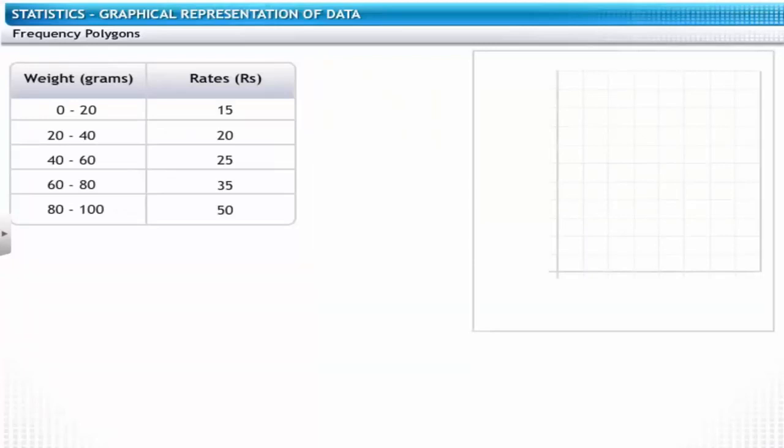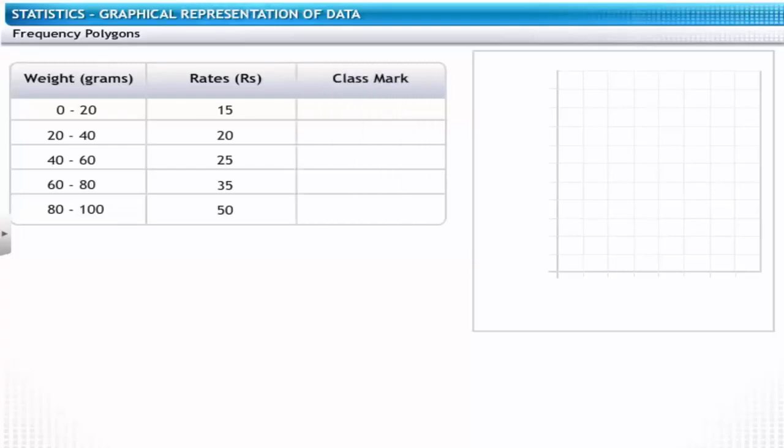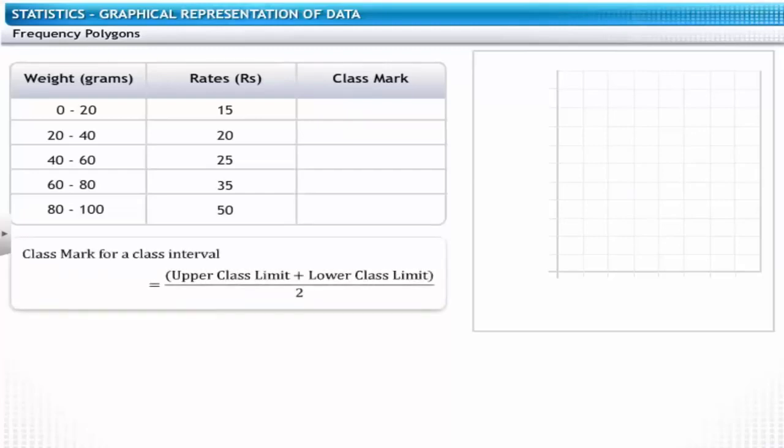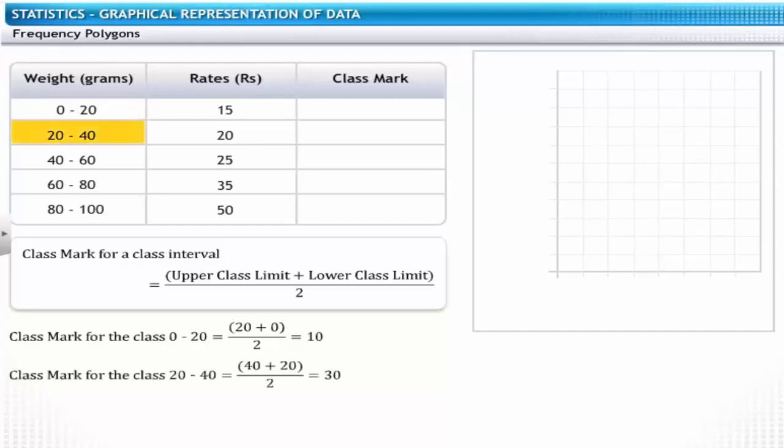Here is a table showing the charges of a courier company for packages with different weights. Let us try and draw a frequency polygon for this data, without drawing the corresponding histogram. For this, we have to find what we call class marks for each class interval of weight in the given table. The class mark for a class interval is half of the sum of the upper and lower class limits of the class. For example, the class mark for the class 0 to 20 is 10, and class mark for the class 20 to 40 is 30, and so on.